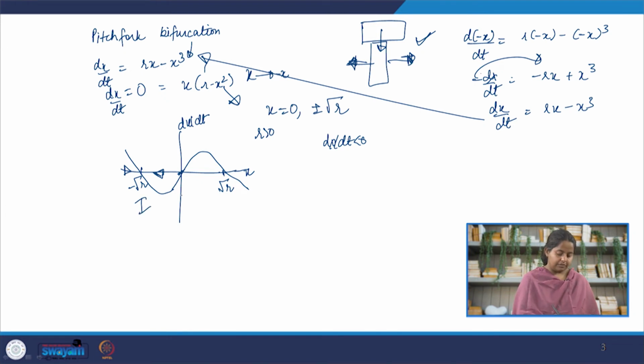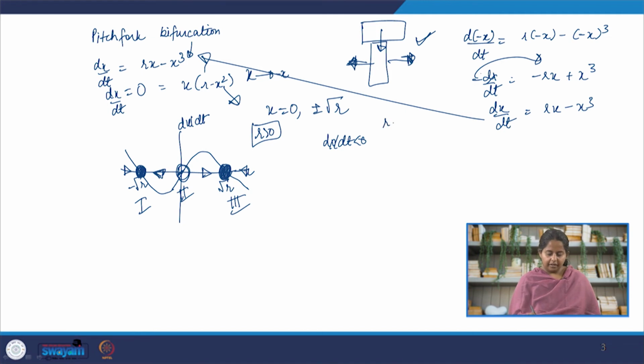I am calling this one the first, 0 is the second, and this one is the third one. And remember, we are looking at r greater than 0. So, the flow is towards left, here the flow is towards right and towards left. This fixed point is a stable fixed point, unstable fixed point, and another stable fixed point. Okay, now let's change the value of r.